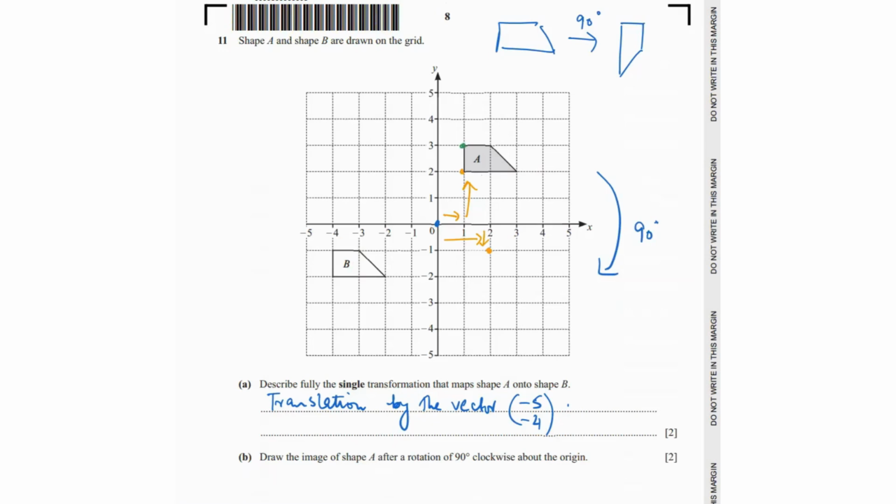Then this one is going to be right next to it over here. This one is going to come over here. And that one is going to be over here. That's your rotated image of shape A. We just moved it 90 degrees clockwise.